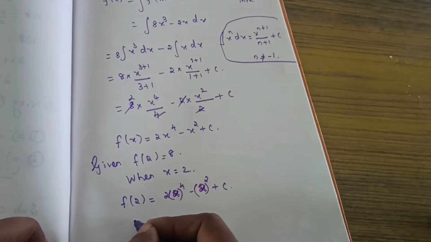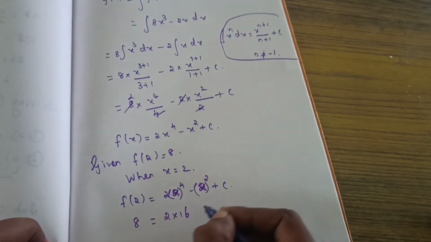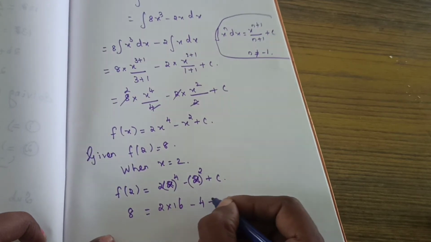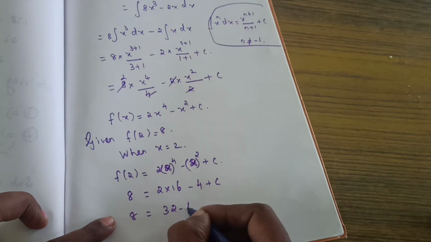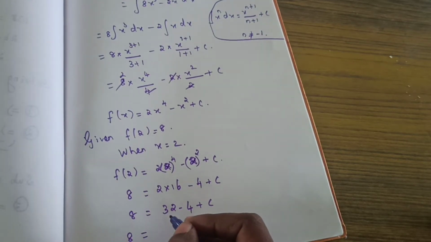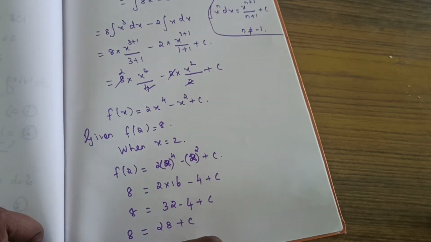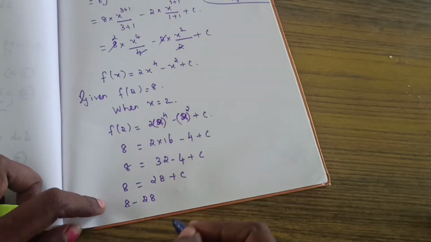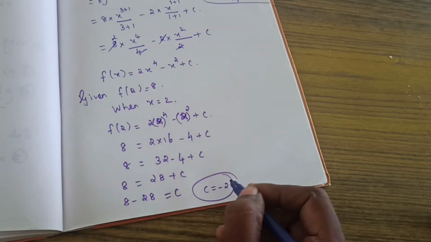So how much will we get for f of 2? What's the value? 8 is equal to 2 into 16 minus 4 plus c. So 8 is equal to 32 minus 4 plus c. So 8 is equal to 28 plus c. Bring this to here: 8 minus 28 is equal to c. So c is equal to minus 20.